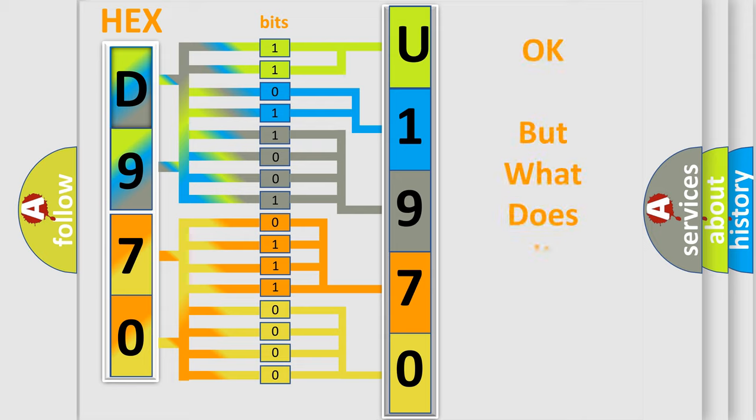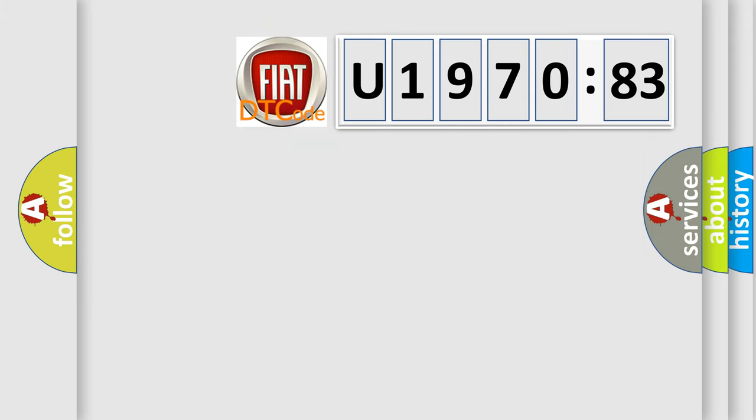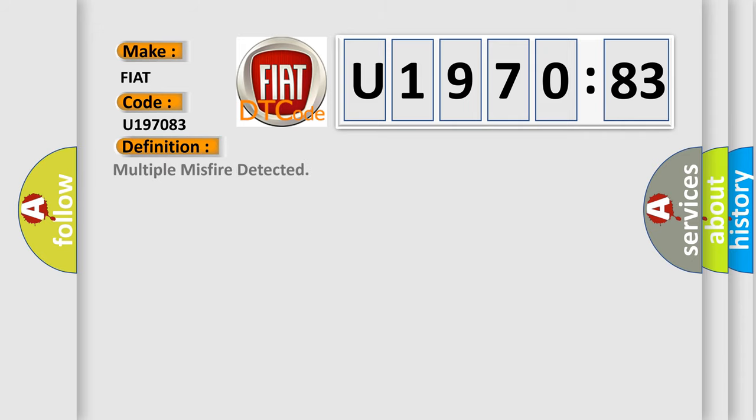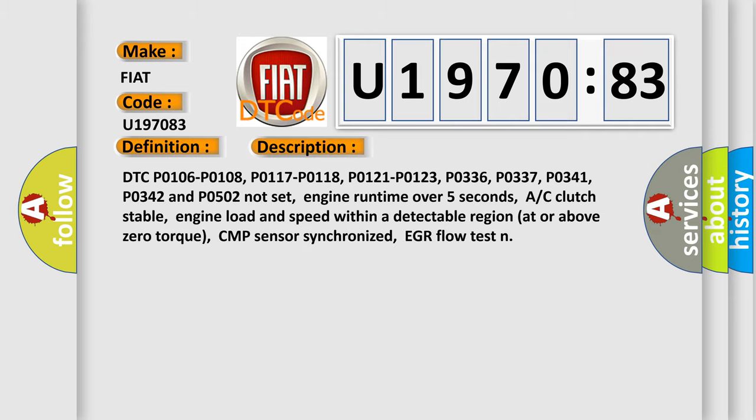The number itself does not make sense to us if we cannot assign information to what it actually expresses. So, what does the Diagnostic Trouble Code U1970-83 mean specifically for Fiat car manufacturers? The basic definition is multiple misfire detected. And now this is a short description of this DTC code.